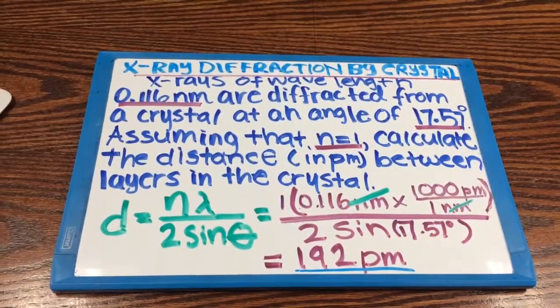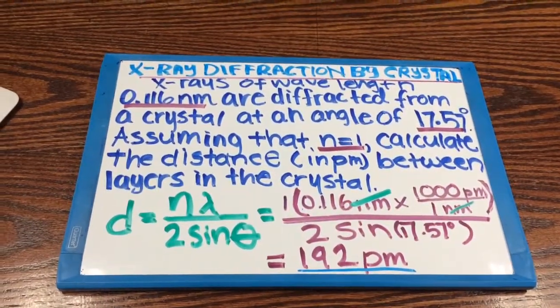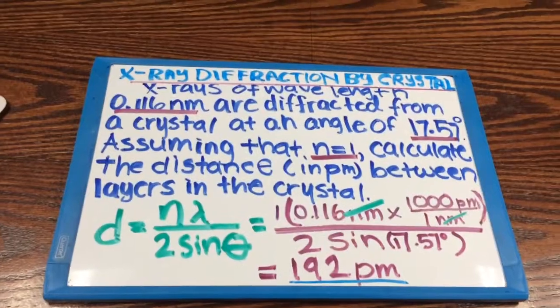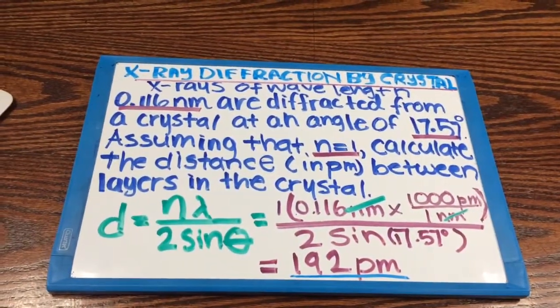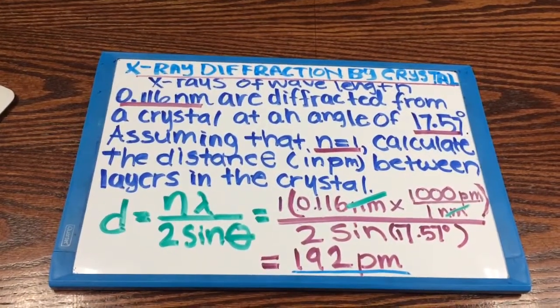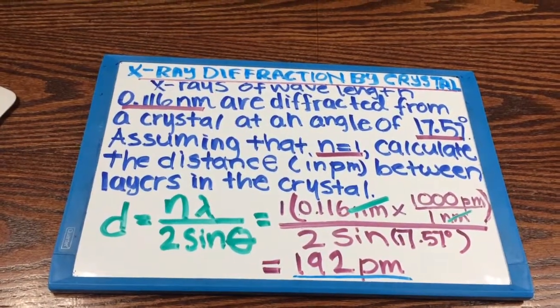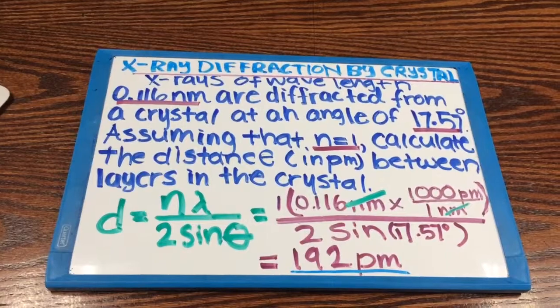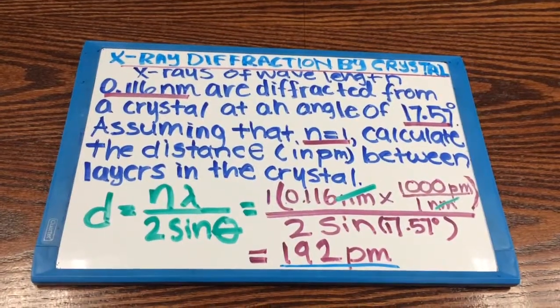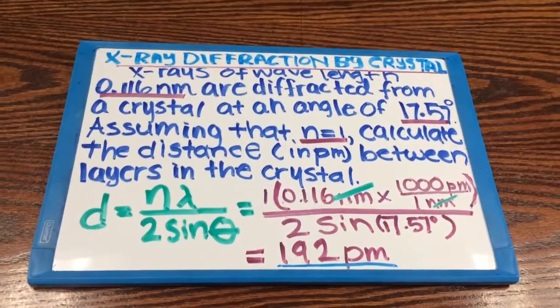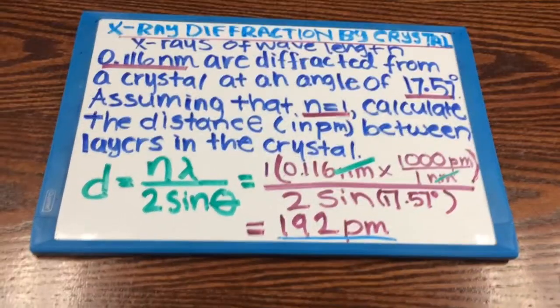This problem is going to talk about the topic of X-ray diffraction by crystals. The problem states, X-rays of wavelength 0.116 nanometers are diffracted from a crystal at an angle of 17.57. Assuming that n equals 1, calculate the distance in picometers between layers in the crystal.